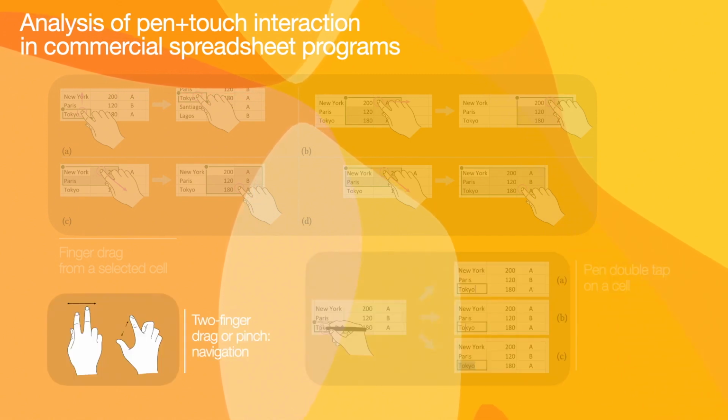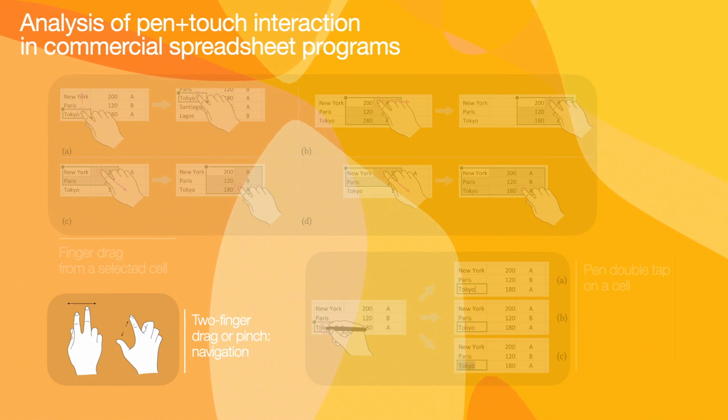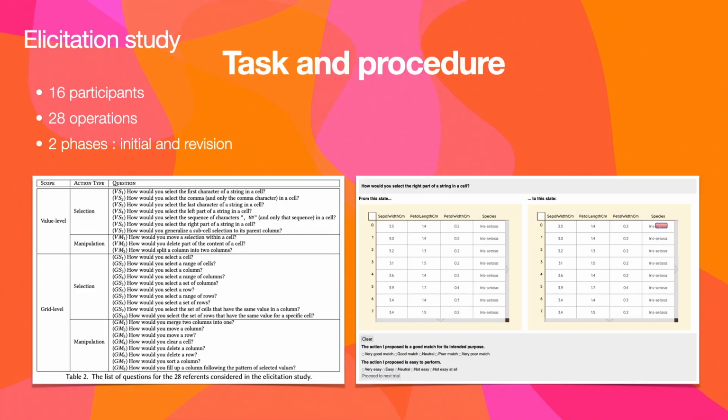The only consensual design choice we've observed is that two-finger interactions are always dedicated to pan and zoom navigation. But apart from that, there's no clear model for selecting elements, even though this is key to any direct manipulation technique. With the elicitation study, the aim was to understand the strategies users could adopt to perform a list of 28 common spreadsheet operations of selection and manipulation, both on the value layer and on the grid layer.